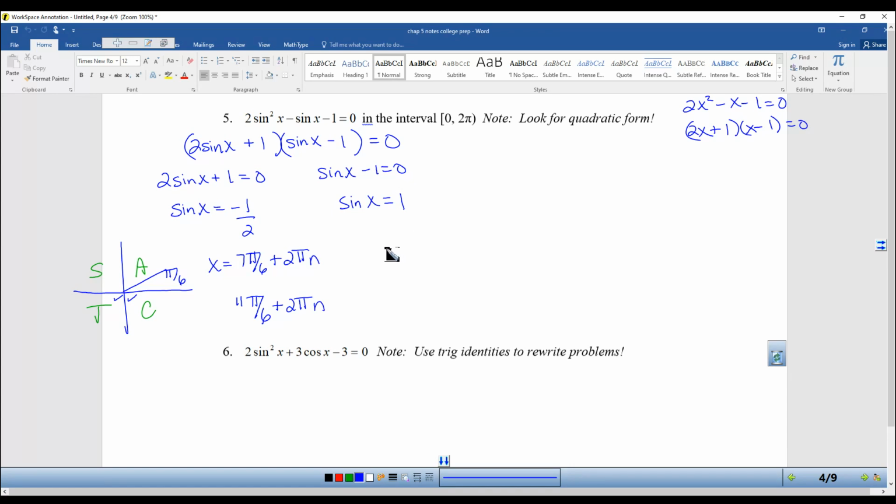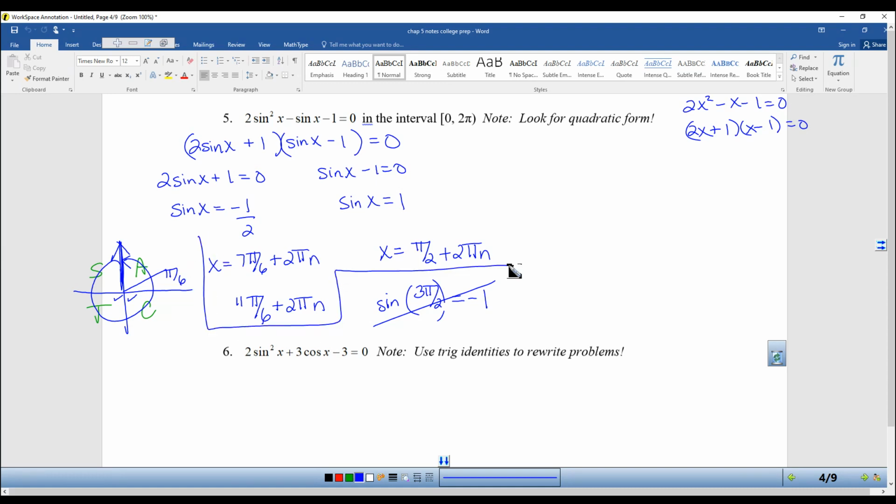When is sine equal to 1? That happens only at pi halves. At 3 pi halves, I know there's usually two answers, but sine of 3 pi halves is equal to negative 1. So this is not going to be one of our answers. But I still need to add my 2 pi n. Because every time I go around 2 pi, I land in that same spot, and it'll have the same answers. And that's the answer to number 5.